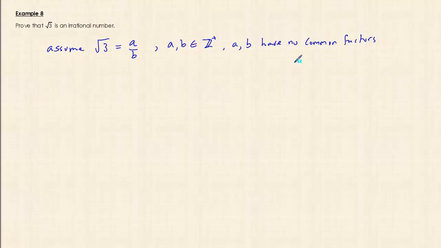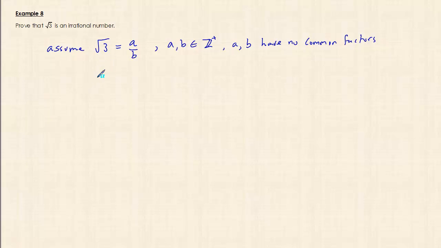Prove that root 3 is an irrational number. This is a proof that is normally done by contradiction. So we'd start by assuming that it can be. So root 3 is equal to a over b. We have to have a and b belonging to the set of integers, and we may as well say positive integers since root 3 is a positive number. And a and b have no common factors. In other words, what we're dealing with here is a fully cancelled down fraction.